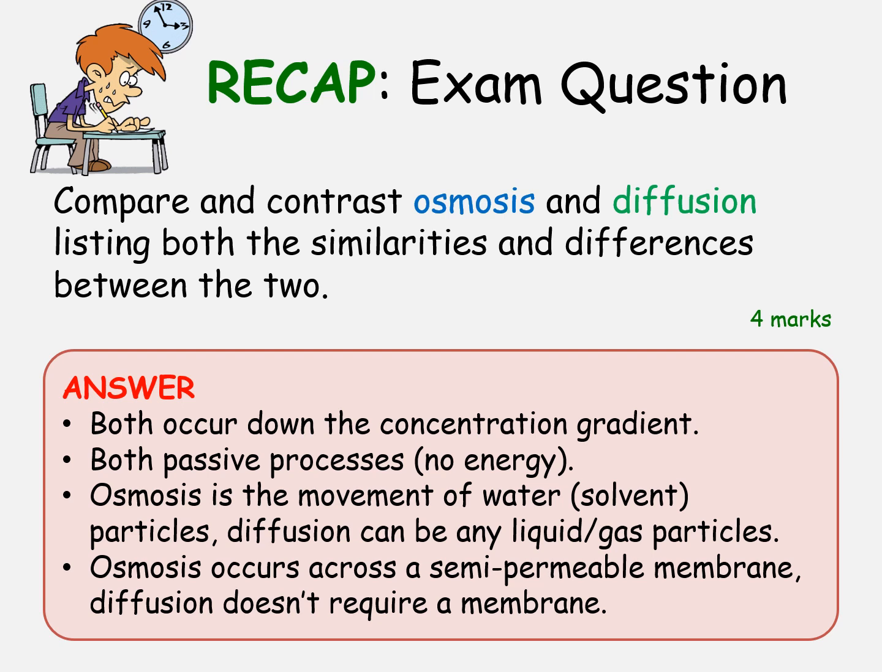Moving on to the differences, osmosis is about the movement of water, a solvent, and diffusion can be any liquid or gas particles. So obviously osmosis is a type of diffusion. And then finally, osmosis has to cross a semi-permeable membrane, whereas diffusion doesn't require a membrane at all. Give yourself a mark for those 4 points, and if you need to, pause the video and add in any extra detail.